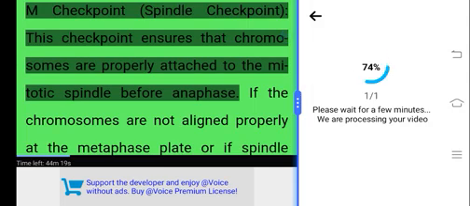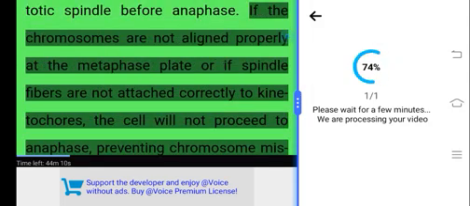M checkpoint, spindle checkpoint. This checkpoint ensures that chromosomes are properly attached to the spindle before anaphase. If the chromosomes are not aligned properly at the metaphase plate or if spindle fibers are not attached correctly to kinetochores, the cell will not proceed to anaphase, preventing chromosome misregulation.